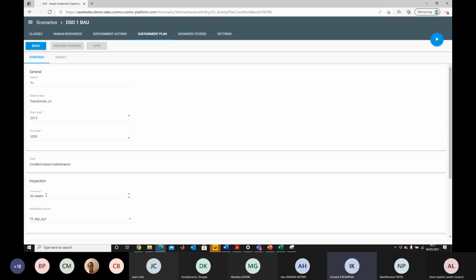Whether we want to make it yearly, or over here we have 52 weeks, which is referring to yearly, but if we want to change it to every 5 years, we would change it here as well.